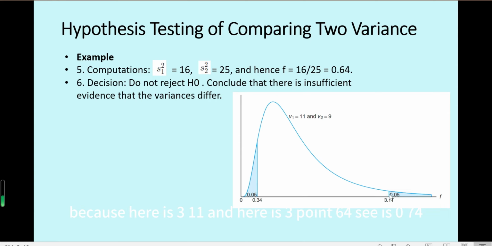Because here is 3.11 and here is 0.34. So in this example, we do not reject H0 and conclude there is insufficient evidence to say that the variances differ. In other words, we will hold the null hypothesis that the population variances are equal, right?